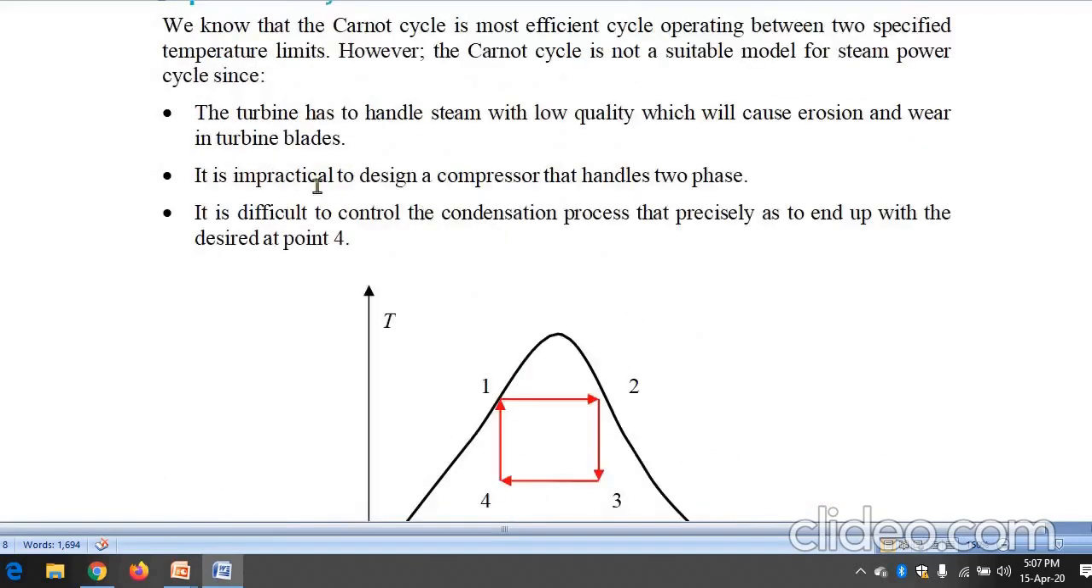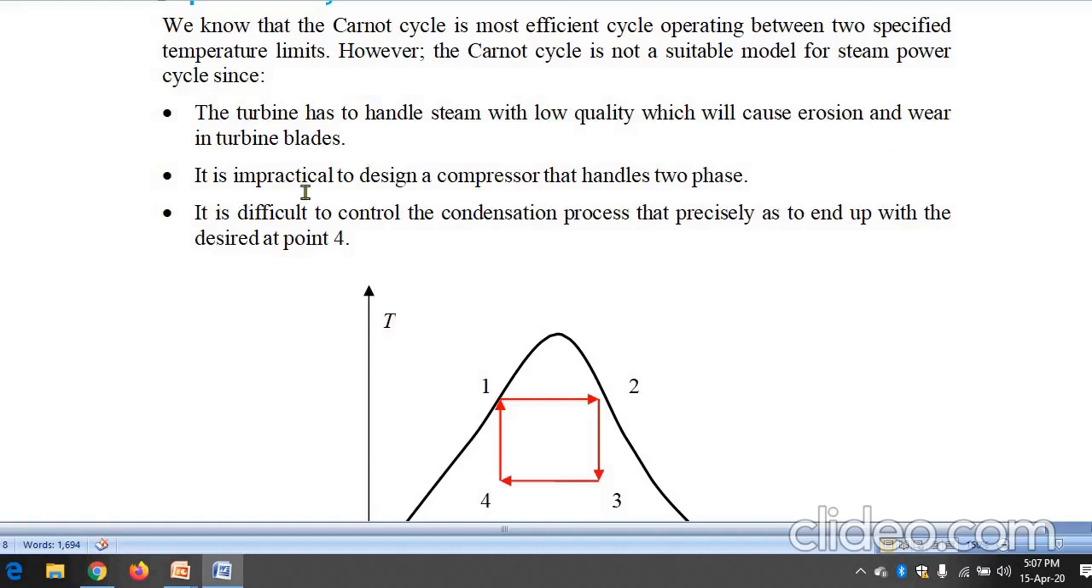Why? Because the first one is, we are expanding the steam in the turbine, right? That is till the condenser pressure. Now, if you expand to the lowest pressure, what will happen? Inside the turbine, water will be formed. That water will corrode the blades of the turbine. That is the first problem. Due to the low quality, it will erode, or we can say corrode, the blades of the turbine.